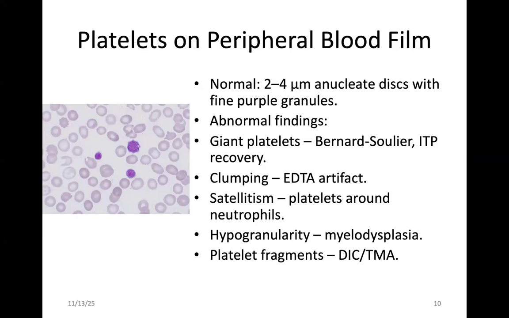In cases where you have EDTA artifacts, there are times you also have clumping of the platelets. In a film, you might sometimes see satellitism of the platelets around neutrophils. Then also, there are times you see platelet fragments.